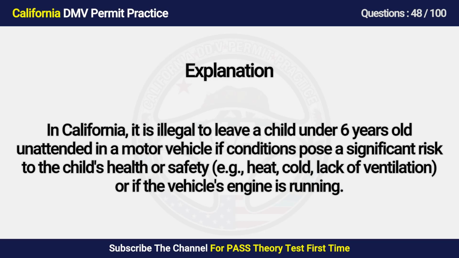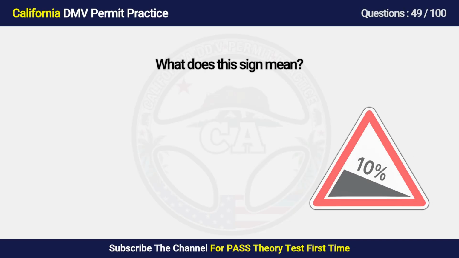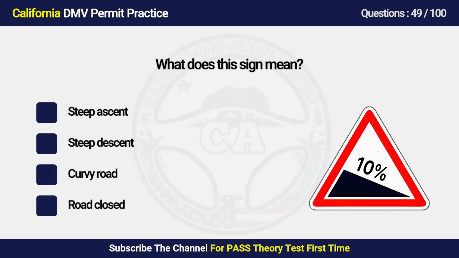In California, it is illegal to leave a child under 6 years old unattended in a motor vehicle if conditions pose a significant risk to the child's health or safety, e.g., heat, cold, lack of ventilation, or if the vehicle's engine is running. Question 49. What does this sign mean? A. Steep ascent, B. Steep descent, C. Curvy road, D. Road closed.